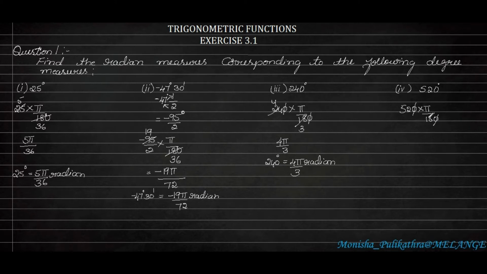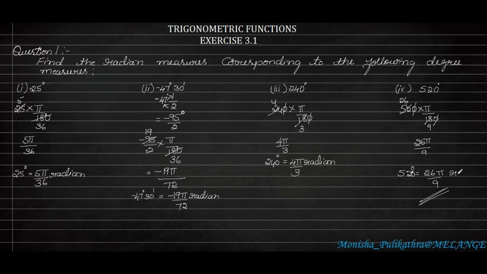It is a factor of 2. So 2 2s are 4, 1 carry, 2 6s are 12, here 2 9s are 18. Further division is not possible. Therefore, the remaining is 26 pi by 9. So 520 degree is equal to 26 pi by 9.